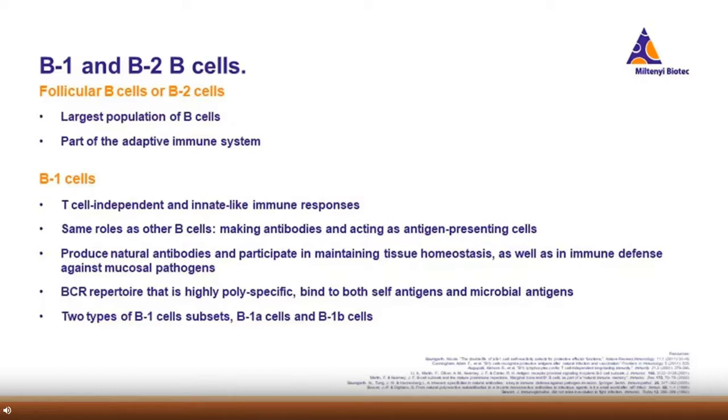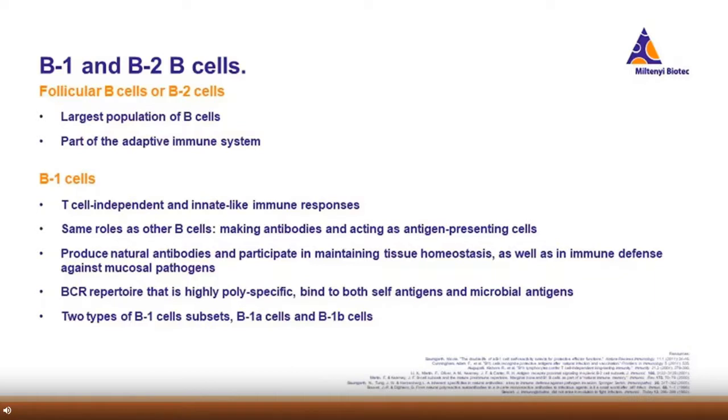But we also have the B1 cells, which are T cell independent and have a more innate-like immune response. They play the same role as the B2 B cells, so they make antibodies and act as antigen-presenting cells, but they produce more natural antibodies. They also participate in the maintenance of tissue homeostasis and play a role in the immune defense against mucosal antigens. That's their most important function.